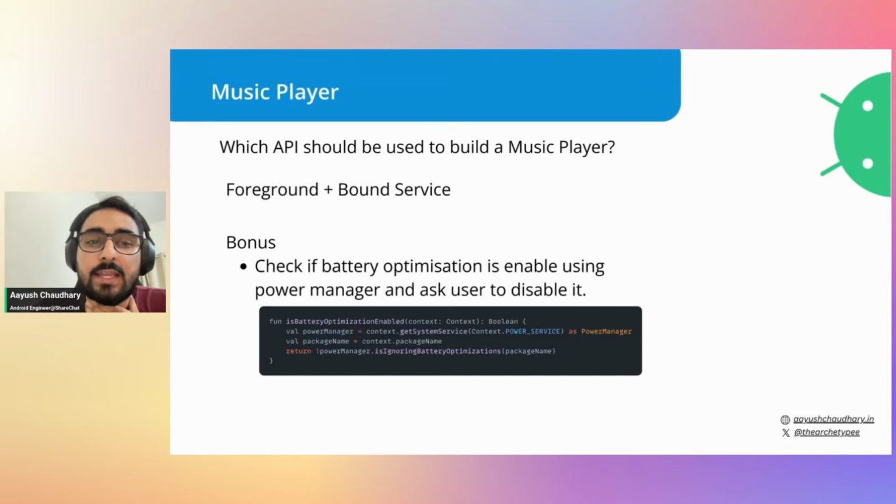If you are building an app which provides some value to the user, like a music player or a delivery partner app where the user generally earns money through delivering orders, then you can ask the user to disable battery optimization before receiving an order, let's say. You can check if battery optimization is enabled using PowerManager. This will make sure your task is not interrupted due to battery optimization.